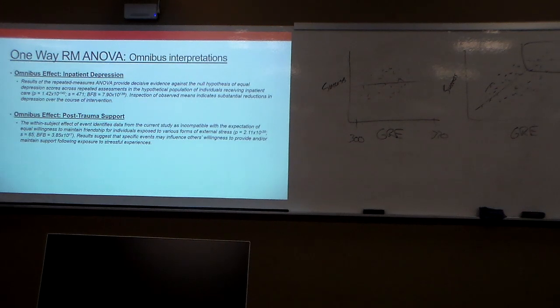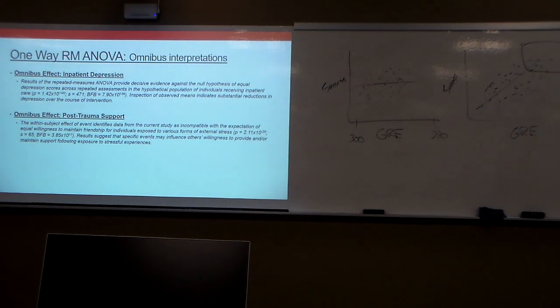Okay. But notice here what I've done. I'm saying decisive evidence, and this is why I'm saying decisive evidence against the null hypotheses of equal depression scores across repeated assessments in hypothetical populations of individuals receiving inpatient care. This is me tying the whole problem together, not just saying there's evidence against the null hypothesis, but showing that I know what the null hypothesis is and putting some meaning to that. Inspection of observed means indicates substantial reductions in depression scores over the course of intervention, right? It's just kind of descriptive. It's just me saying what's going on with this.